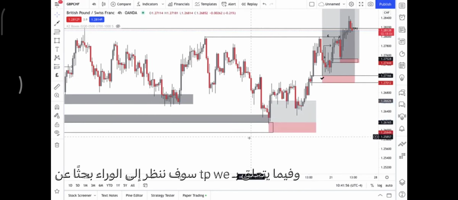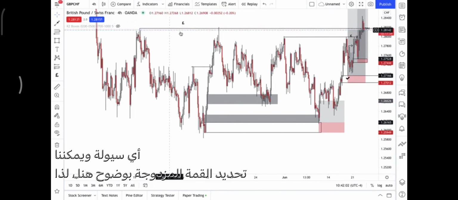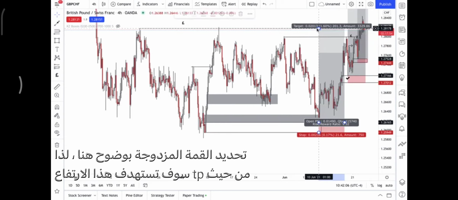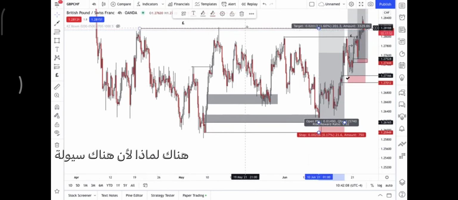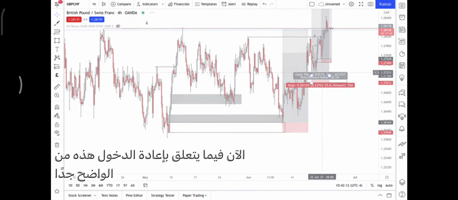And in terms of TP, we'll look back for any liquidity and we can clearly identify a double top right here. So in terms of TP, you'll target that high there. Why? Because there's liquidity, right? Now, in terms of this re-entry here, very straightforward.